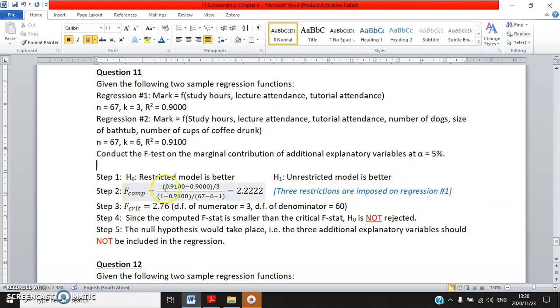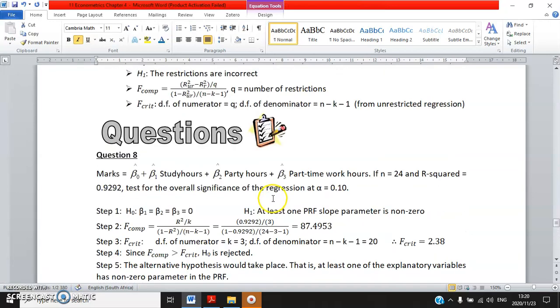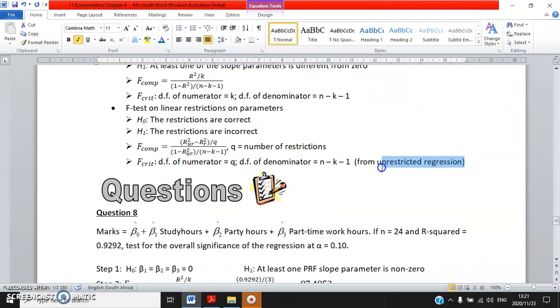Computed F-stat equals R squared from the unrestricted regression, 0.91, minus the R squared of the restricted regression, 0.9, bracket, divided by the number of restrictions imposed, 3, in the restricted regression. Denominator, 1 minus R squared from the unrestricted regression, divided by bracket, n minus k minus 1, again from the unrestricted regression. So 67 minus 6 minus 1. So this is your computed F-stat, 2.222. Just to remind you, coming from the unrestricted regression.